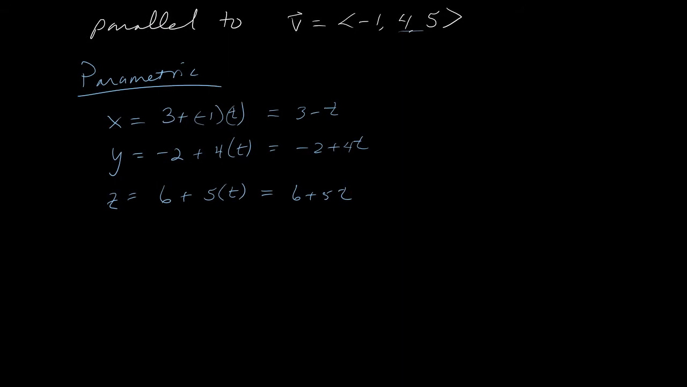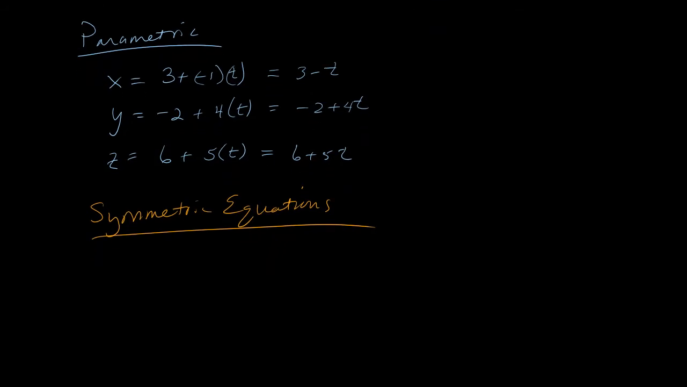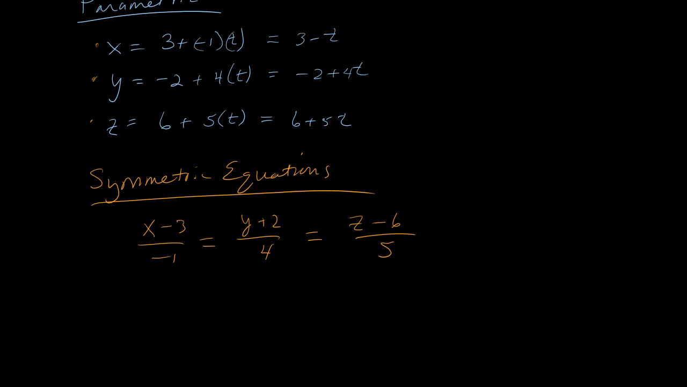Once we have these, it's a simple matter to solve for t and get the symmetric equations. So the x here, we've got x minus 3 is equal to negative t, so that's x minus 3 divided by negative 1. For y, it's y plus 2 divided by 4. And for z, that's z minus 6 divided by 5. Each of these comes from solving each of the above equations for t, and then setting those things equal to each other. We could simplify the x side of this equation a little bit, making that negative x plus 3, but it is not necessary.